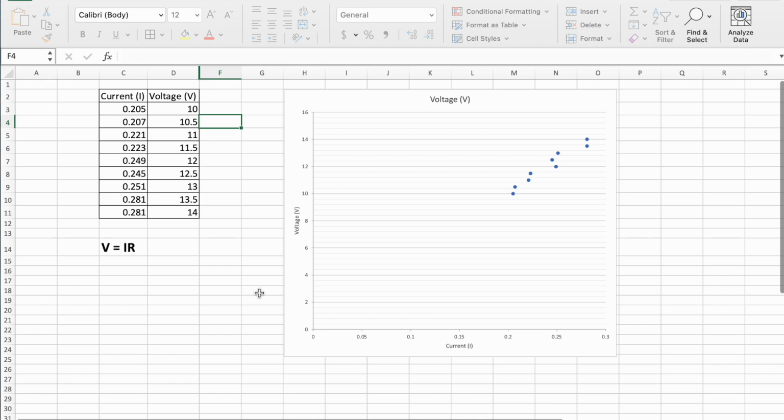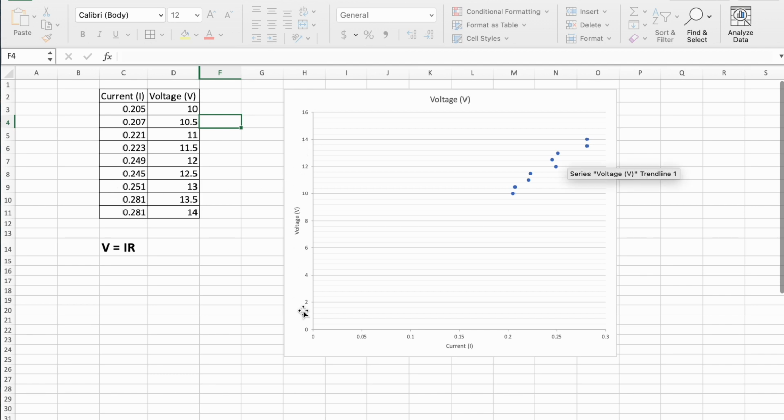Ohm's law, which we remember is voltage equals current times resistance. Say, for example, we go ahead and run a quick experiment in which we have, say, a 50 ohm resistor, and we measure the voltage as we ramp it up from 10 volts all the way up to 14 volts in half-volt intervals, and we measure the current in amps. So in this case, that would be 205 milliamps and so on up to 281 milliamps.